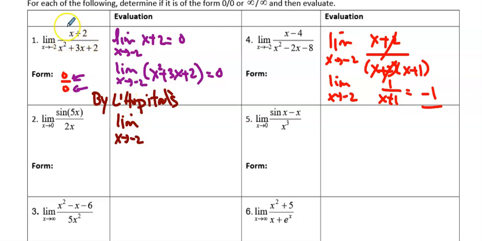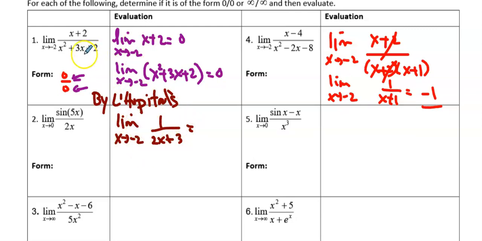And now we just have to take the derivative of the top. So the derivative of x plus 2: the derivative of x is just 1, the derivative of a constant is just 0. Then you take the derivative of the bottom, and you're going to get 2x. And then the derivative of 3x gives you plus 3. And again, the derivative of 2 is 0. So you have this, and now you do substitution again.